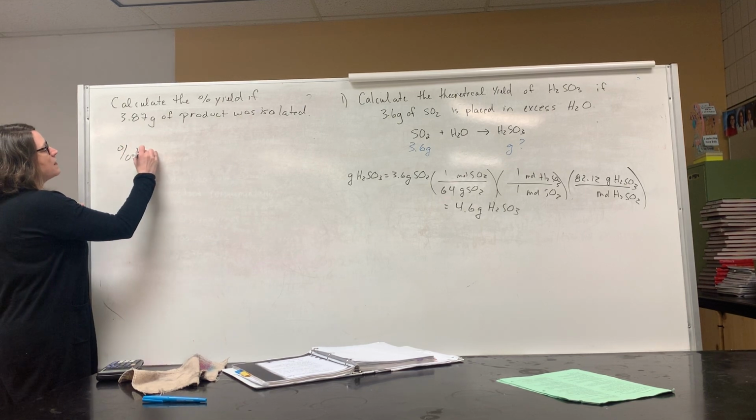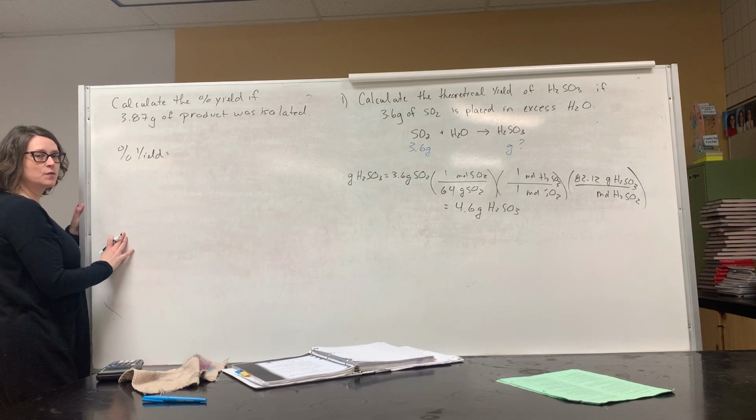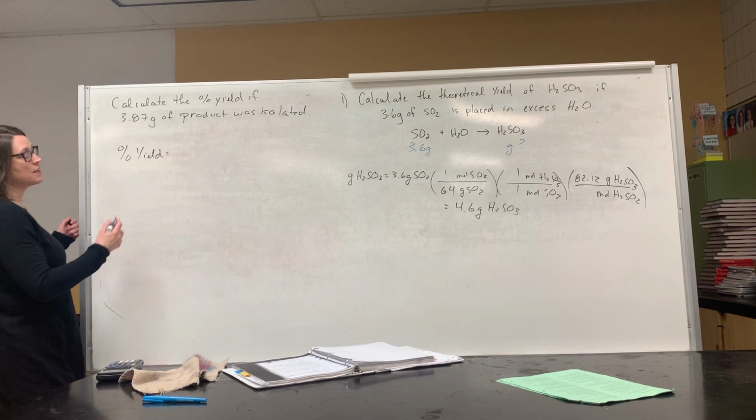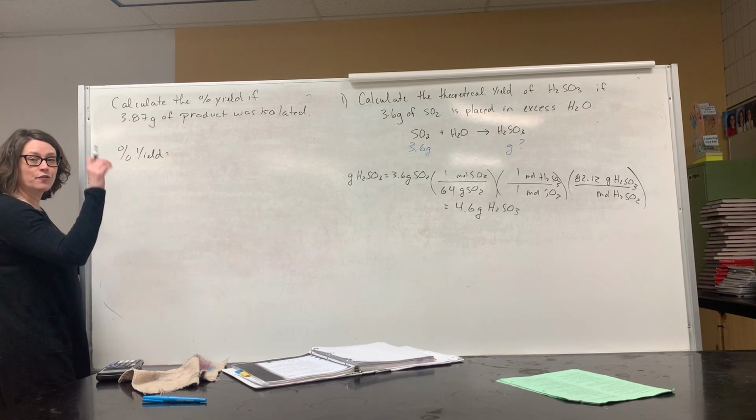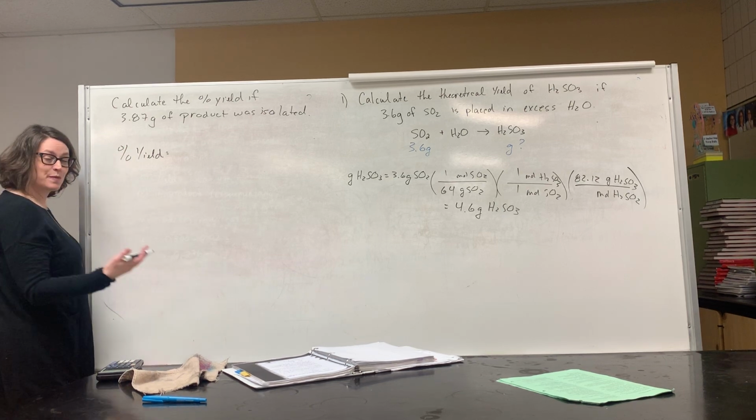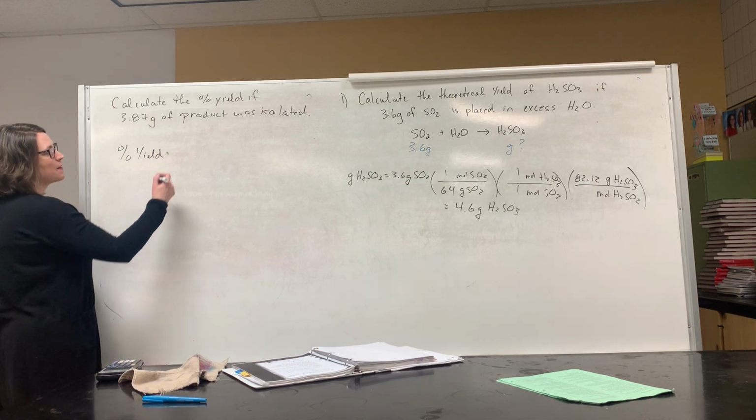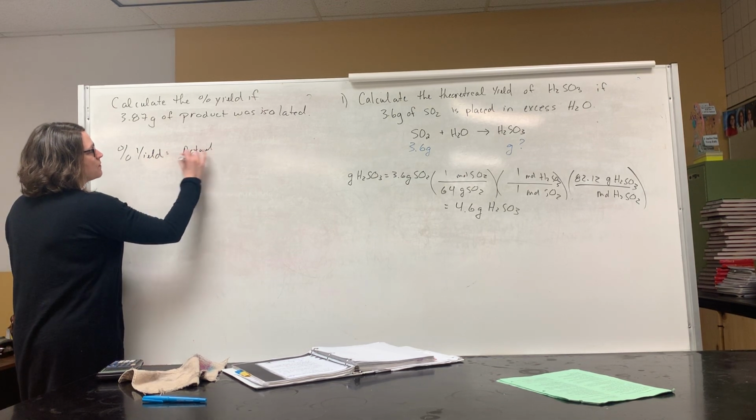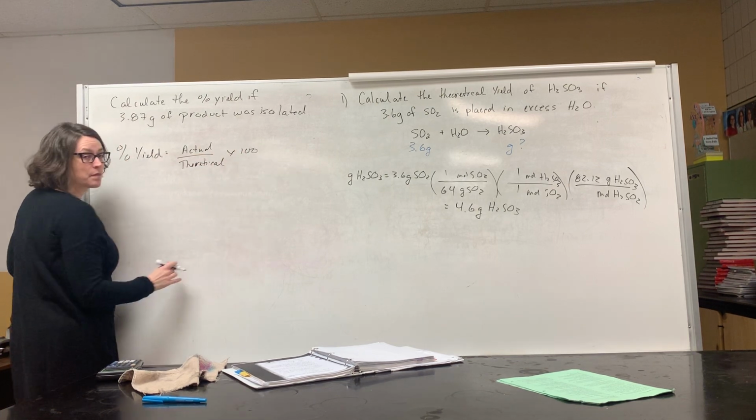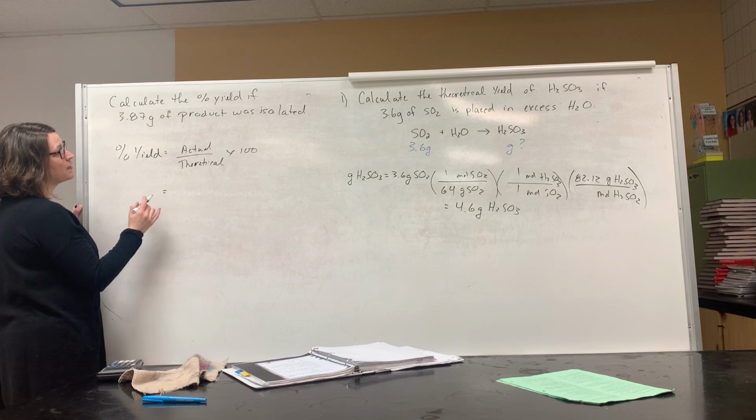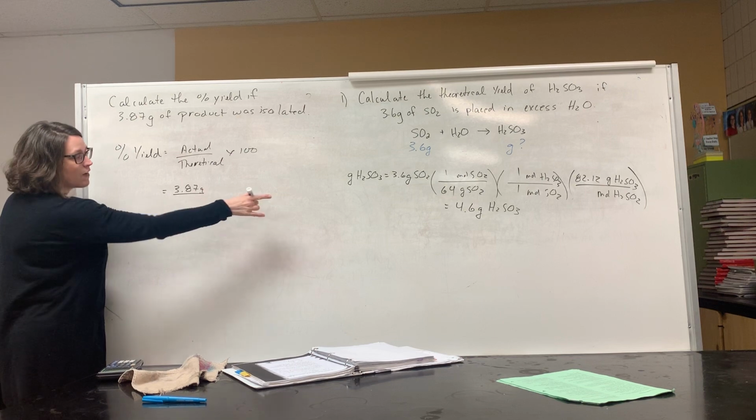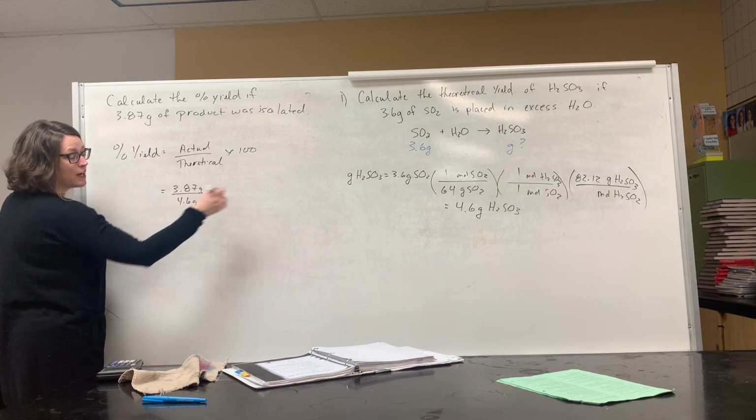So the percent yield is going to be equal to, and this would be like how you would find the percentage of a test. Percentage of a test would be like the grade you got over the grade that you expected, which would be the 100%, right? So it's the same thing. So you're going to take actual divided by theoretical, and it's a percentage, so we're going to multiply it by 100.